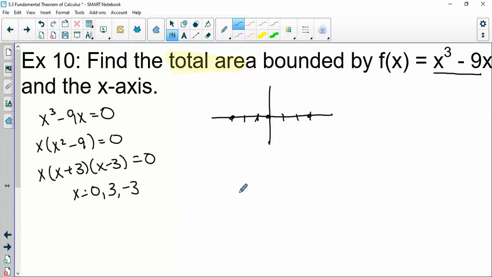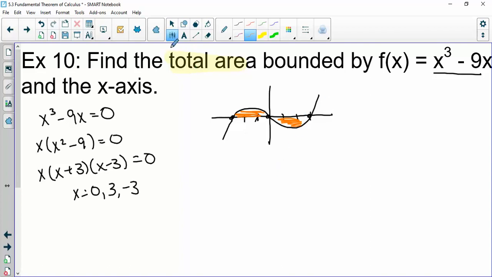If we think about this graph, we know x cubed. Do you guys remember your end behavior? It's like the chair, so the left end is pointing down, and the right end has to be pointing up. So our graph looks something like this. I'm asking you to find the area between it and the x-axis.